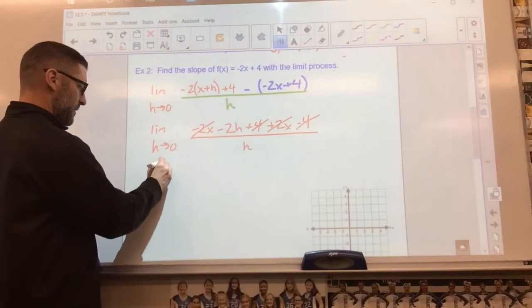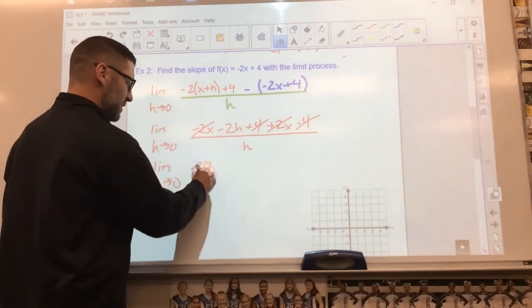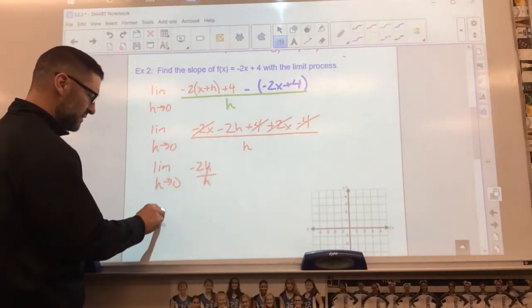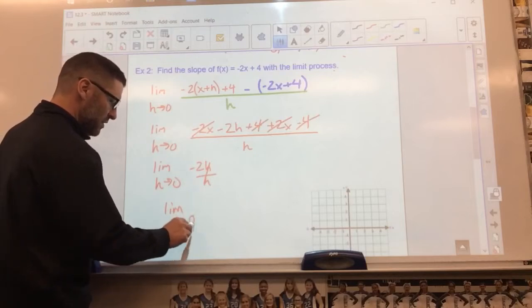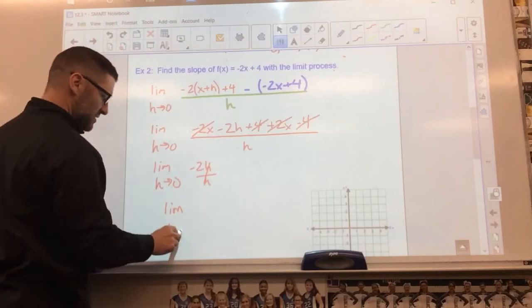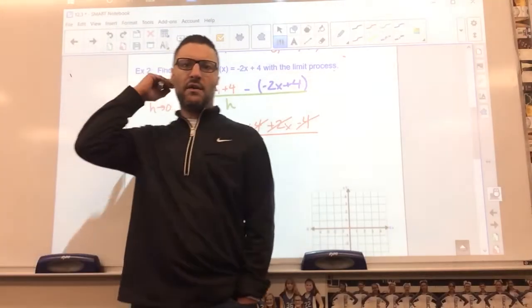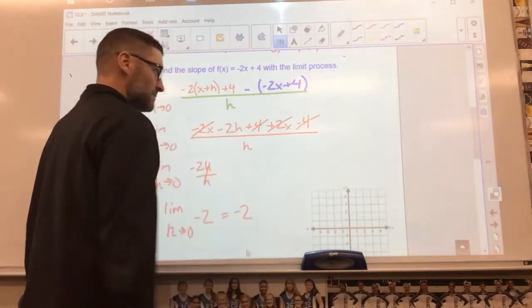And I'm left with the limit as h goes to 0 of negative 2h over h. The h's cancel out, and I'm left with the limit as h goes to 0 of negative 2. And we've learned that the limit of a constant is the value of the constant, so I get negative 2.